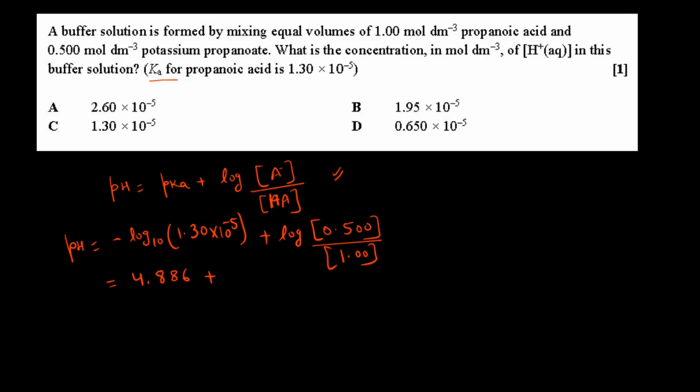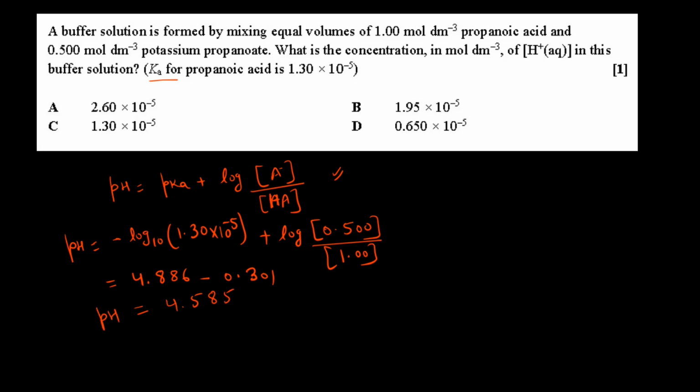So this is minus 0.301. So 4.886 minus 0.301 comes out to be 4.585. So this is the pH of the buffer.